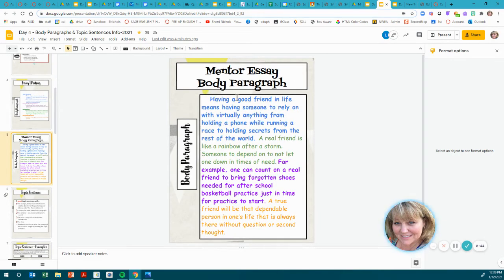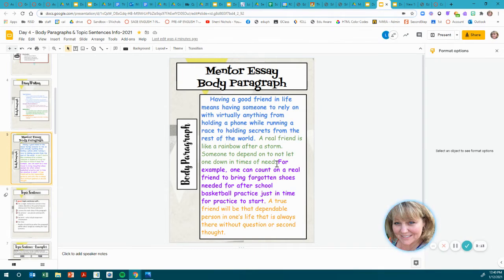In your mentor essay, here's an example of one of the body paragraphs. It said, having a good friend in life means having someone to rely on with virtually anything, from holding a phone while running a race to holding secrets from the rest of the world. So here's your topic sentence. And then you have a real friend is like a rainbow after a storm, someone to depend on and not let one down in times of need. That would be what we would consider an explanation.